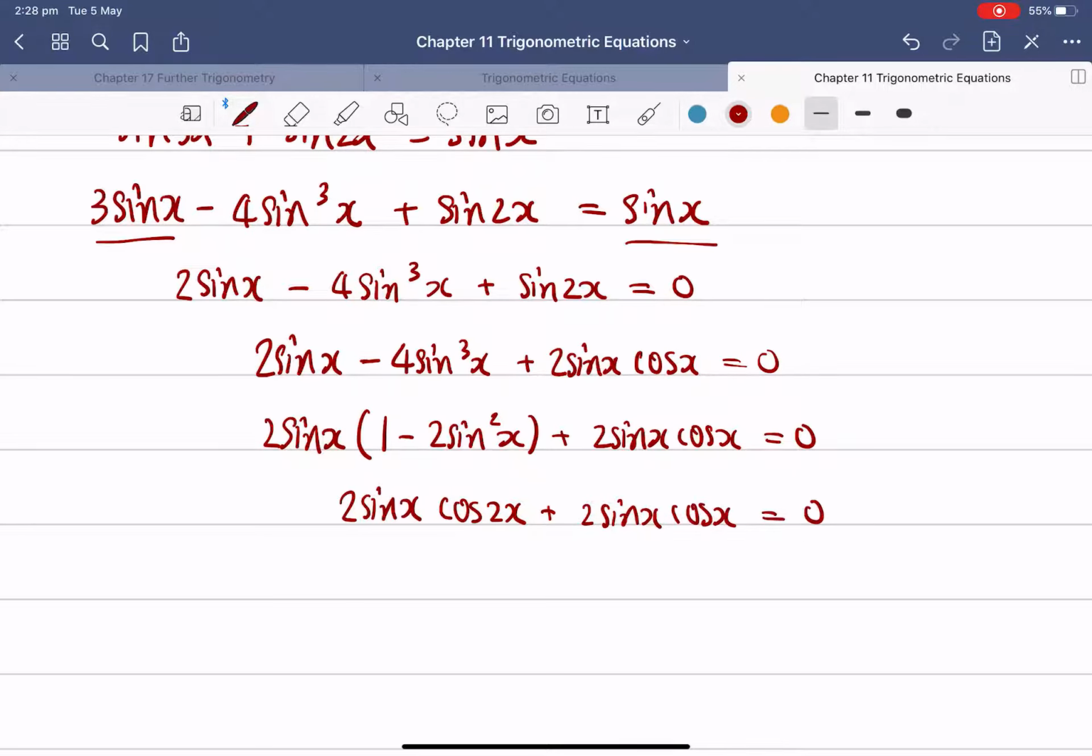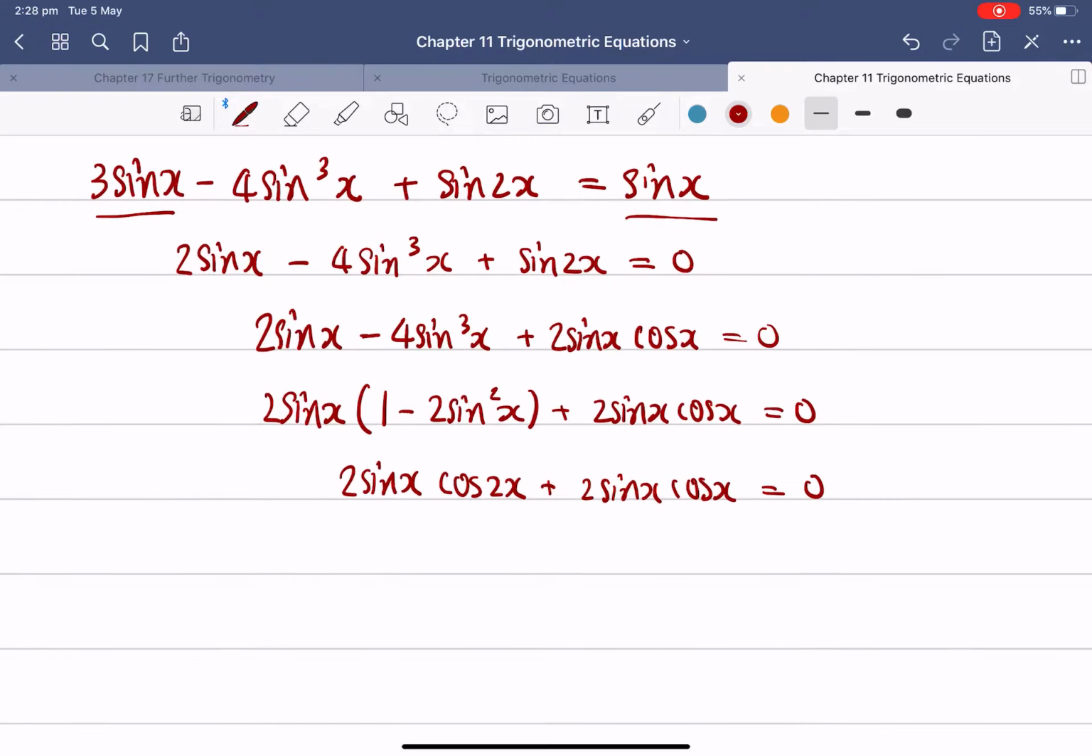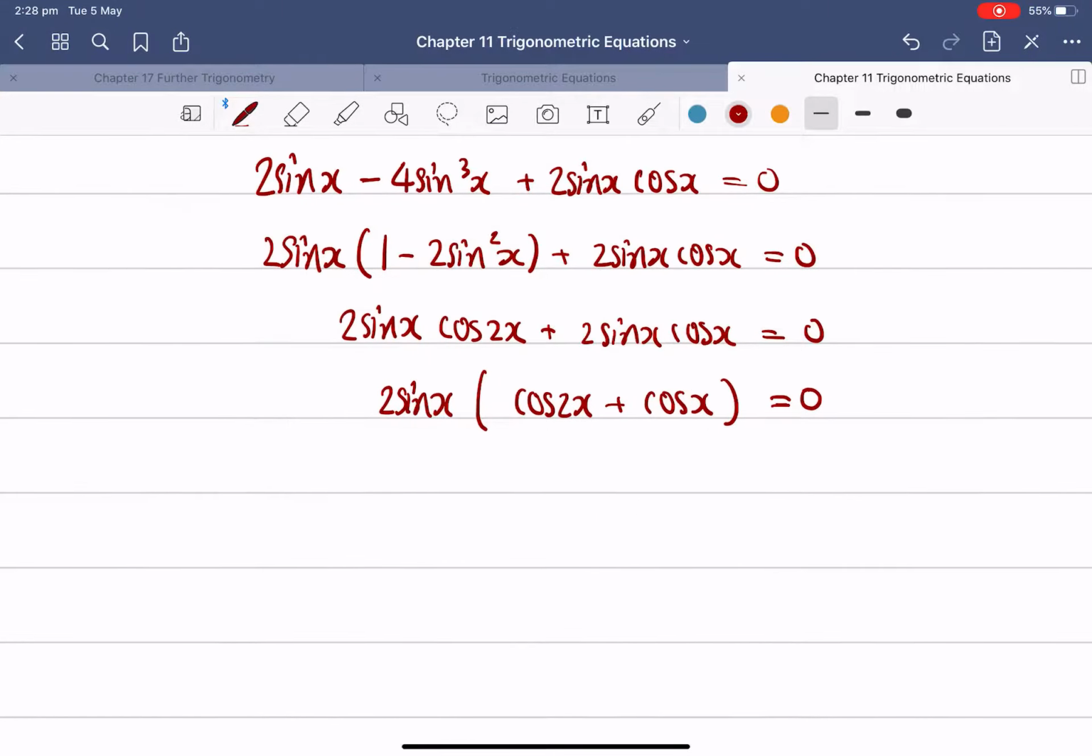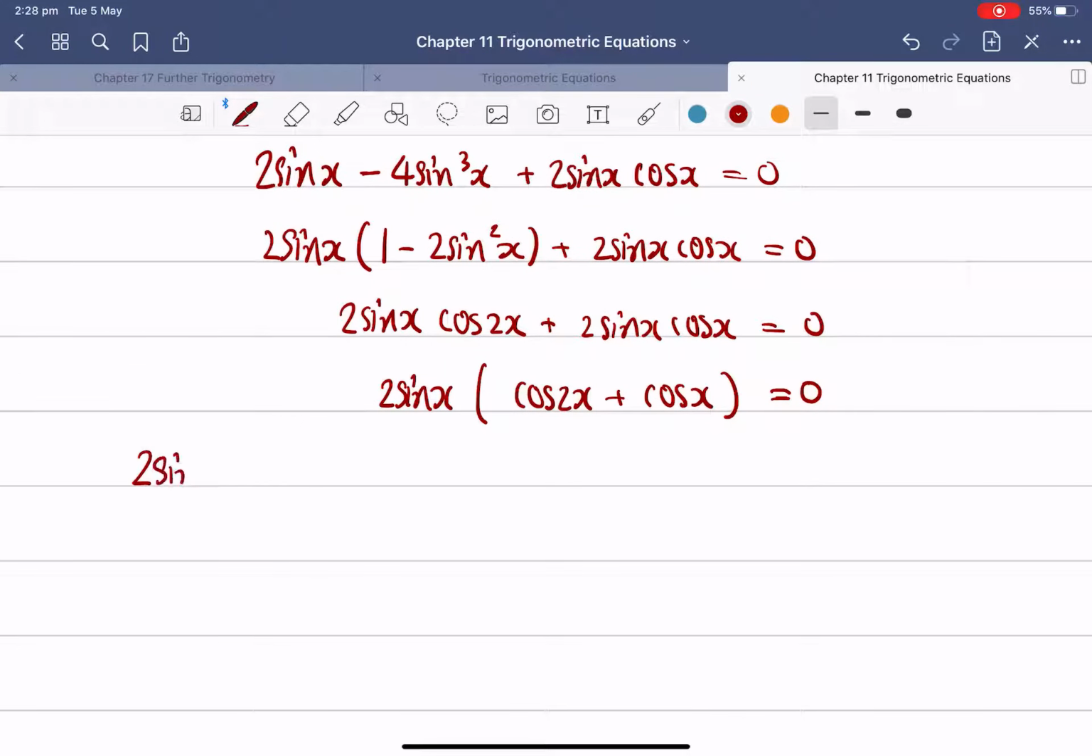equals 0. Now when we get to this point, finally, I think I know how to solve this question. Because once we get to this point, the next step is you take the 2 sine x outside, you have cosine 2x plus cosine x equals 0. So it's a really hard question here. Now, you're going to break that into two parts: 2 sine x equal to 0, and then cosine 2x plus cosine x equals 0. Two parts.